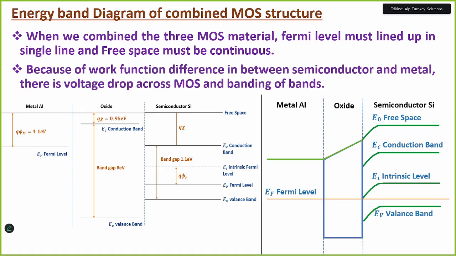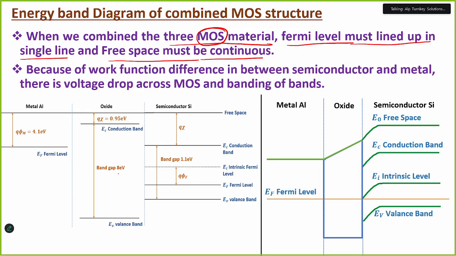So, the energy band diagram of the MOS structure. When we combine the three MOS materials, what are they? Metal, oxide, and semiconductor. When you combine them, whatever Fermi level is there must line up in a single line, and the free space must be continuous.